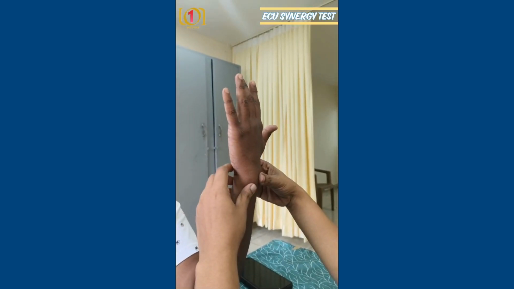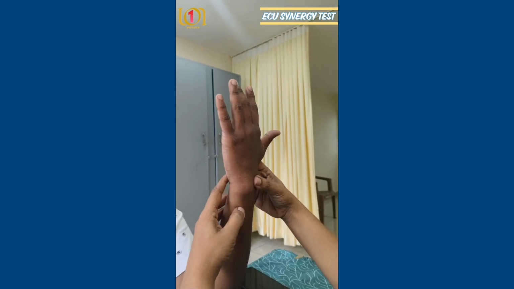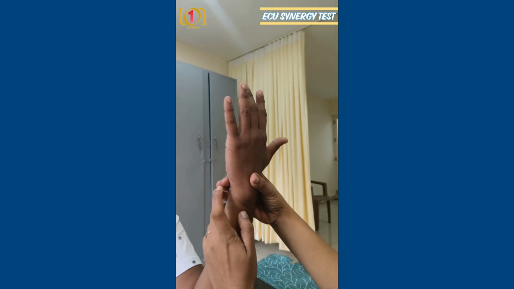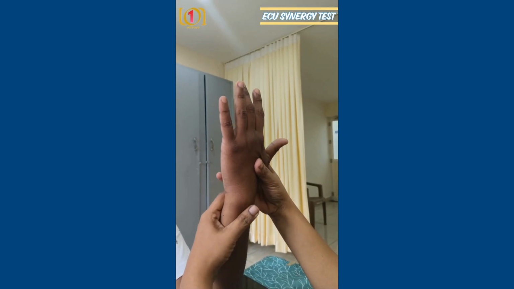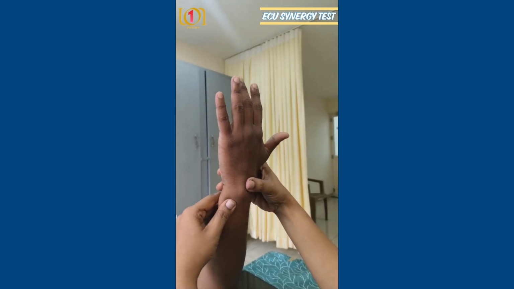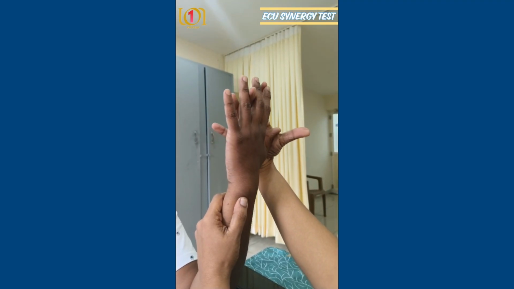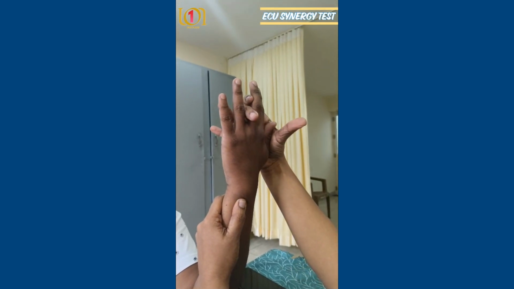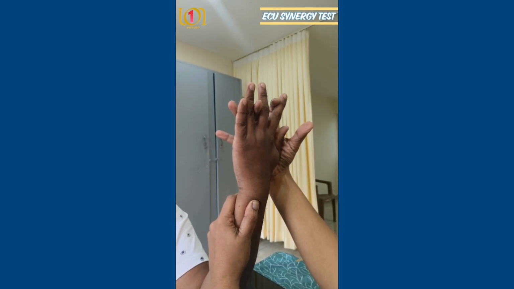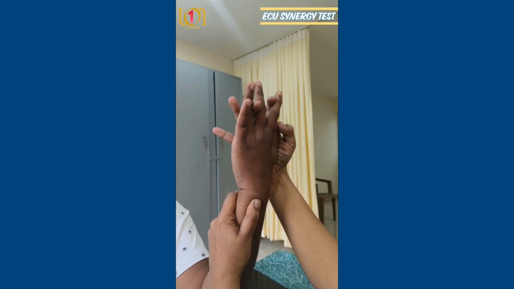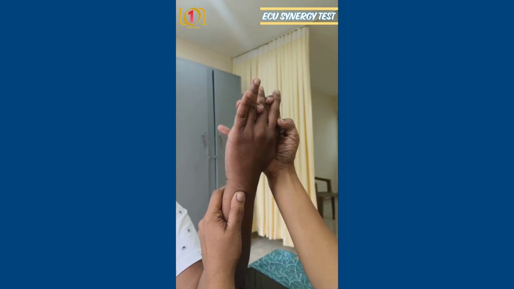Here we are going to discuss the ECU synergy test. It is a test to identify the ECU injury, the extensor carpi ulnaris tendon. The function of this ECU is to do the ulnar deviation of the wrist. So to perform the test, we will palpate the ECU with one thumb, and we will hold the thumb and the 2 fingers, and we will tell the patient to do the ulnar deviation, and we will resist the abduction movement of the thumb and the index finger. While performing this, if the patient complains of pain, then the test is positive.